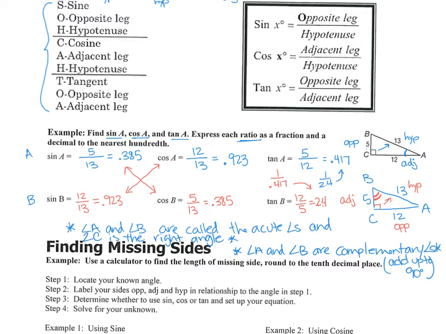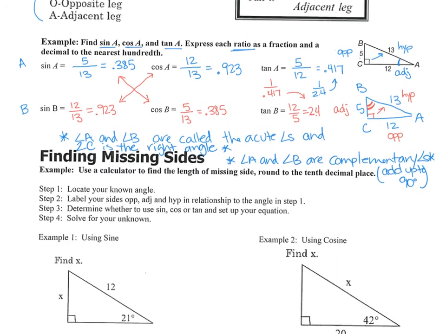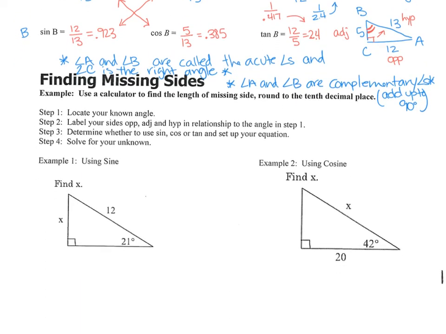Let's take a look at how to use sine and cosine and tangent to find values in my triangle. Let's take a look at our steps for using sine, cosine, and tangent. Step 1, always locate the angle that you're using. This is when in the last example we were either using A or we were using angle B. Label your sides opposite, adjacent, and hypotenuse based on your angle. And then determine whether you have sine, cosine, or tangent based on your labeled sides. Lastly, we're going to solve the equation for our unknown. So let's take a look at those 4 steps with example 1.